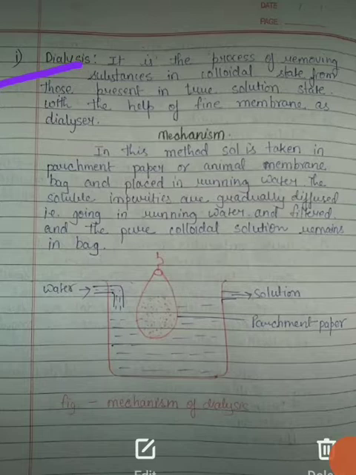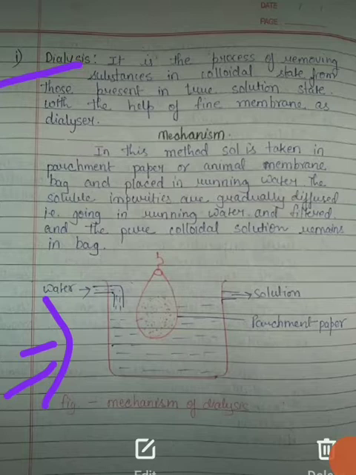What happens in dialysis? It is the process of separating substances in colloidal state from those present in true solution state with the help of a fine membrane as dialyzer. Here we use a dialyzer. You can also look at the diagram. This diagram shows the mechanism of dialysis, how dialysis is done. Here we are simply taking a parchment paper or animal membrane bag.